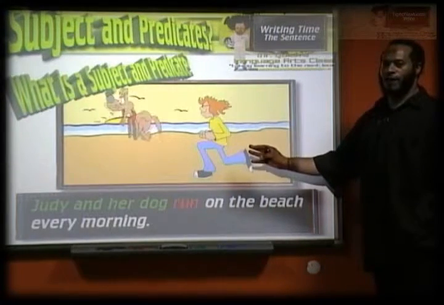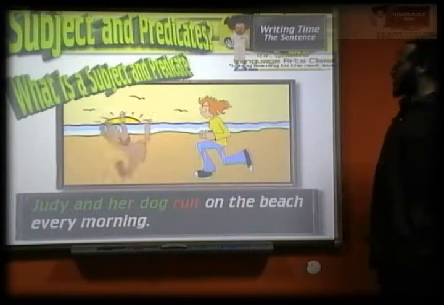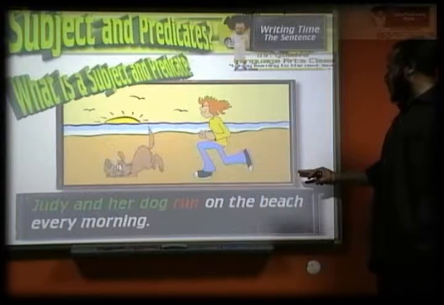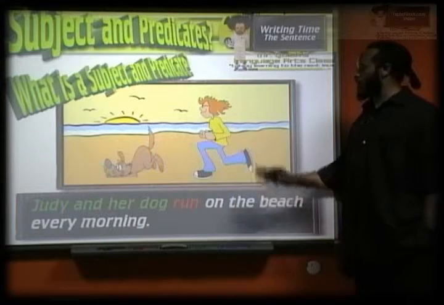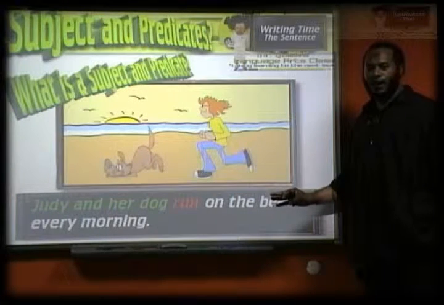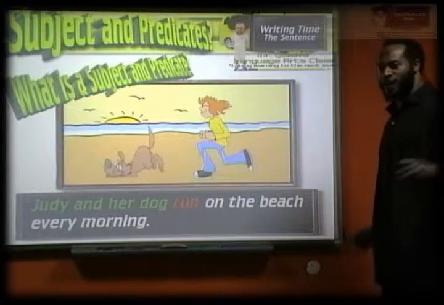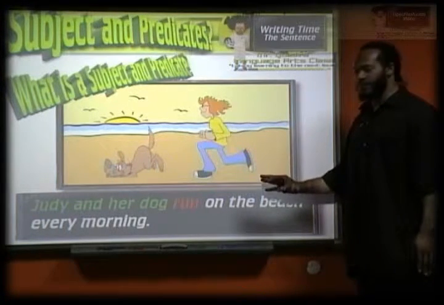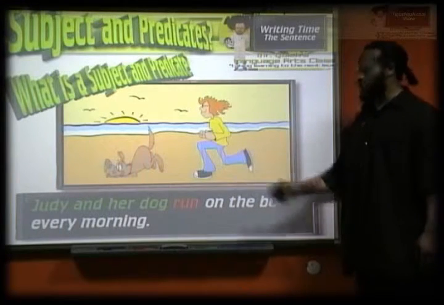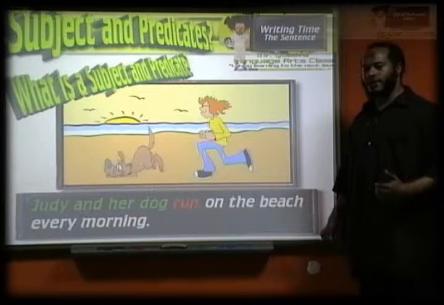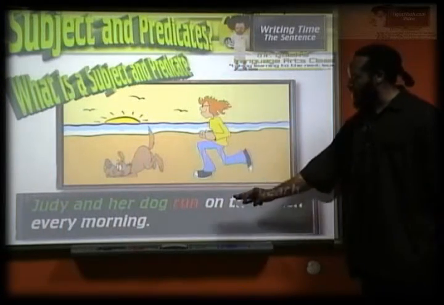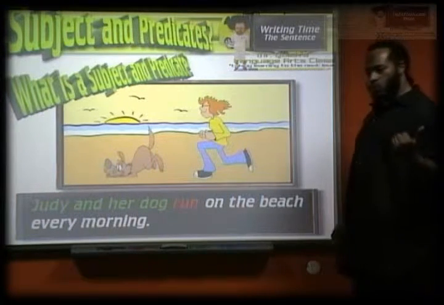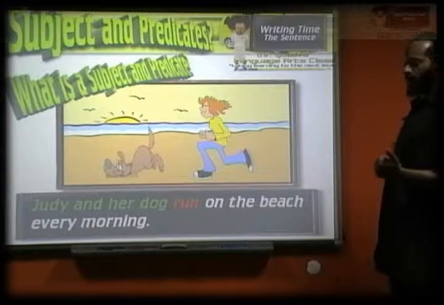Here we go. Let's look at an example here. Here we have Judy and her dog. Judy and her dog run on the beach every morning. It's pretty easy now because I have it highlighted in green here. The subject in this sentence is going to be Judy and her dog, and the predicate in this sentence is going to be run. Now we know what they did while they were on the beach. They ran.